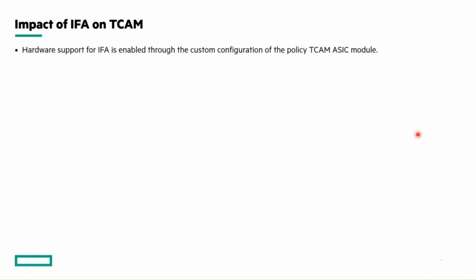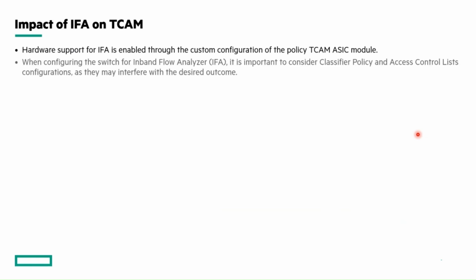Now we are moving towards a very important part of this session, which is the impact of IFA on TCAM. As I was mentioning earlier, hardware support for IFA is enabled through the custom configuration of the policy TCAM ASIC module, which means when configuring the switch for IFA, it is important to consider classifier policy and access control list configurations, as they may interfere with the desired outcome.